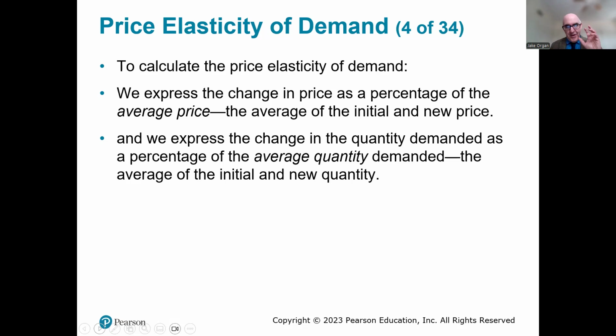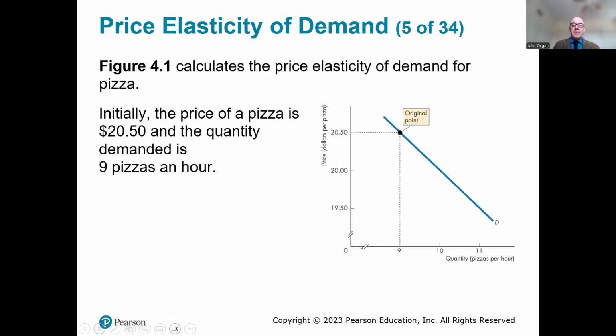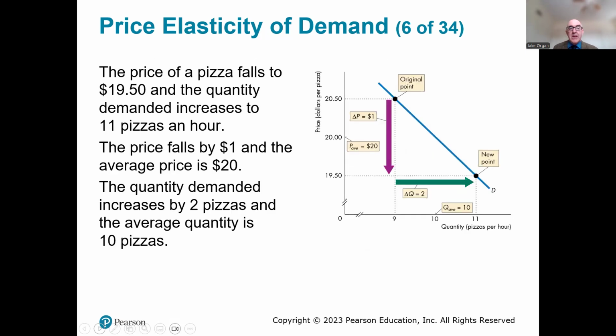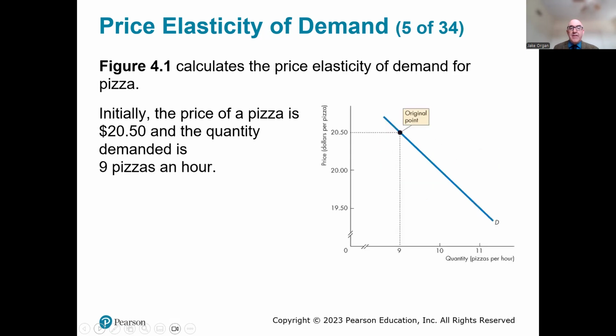So this all gets very complicated mathematically, but the real key is to know the equations and just do them in a systematic manner. So let's just work this out. Let's imagine that we have demand for pizzas. At the original point, the price is 2050 and the quantity demanded is 9 pizzas an hour. So it's 2050 and it's 9.